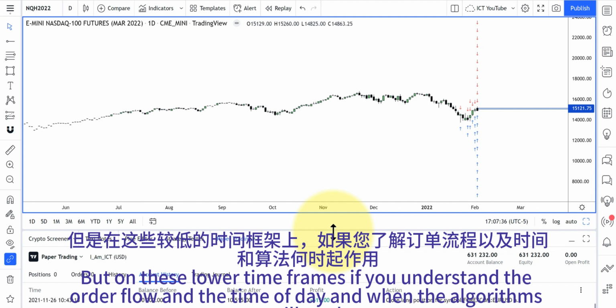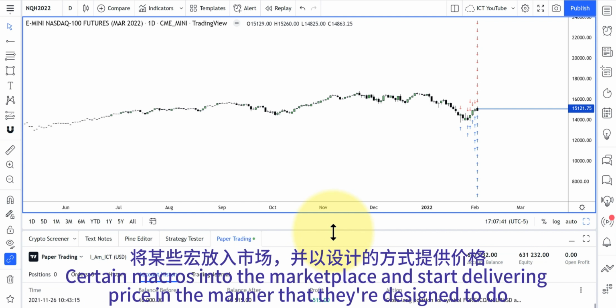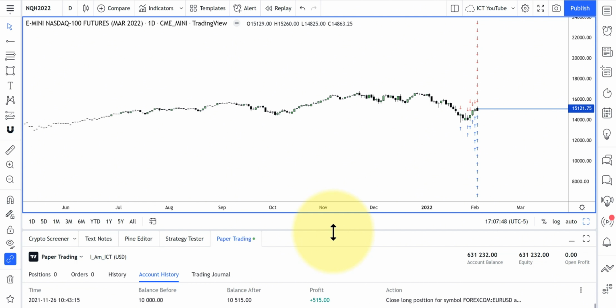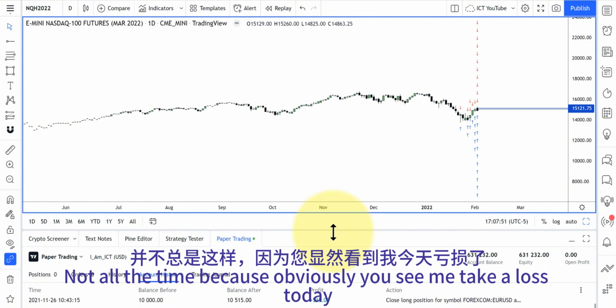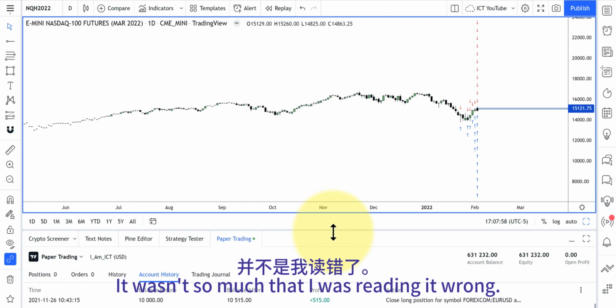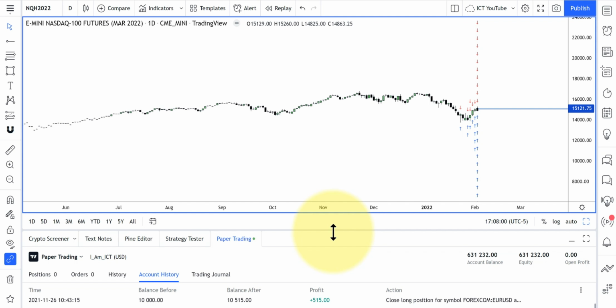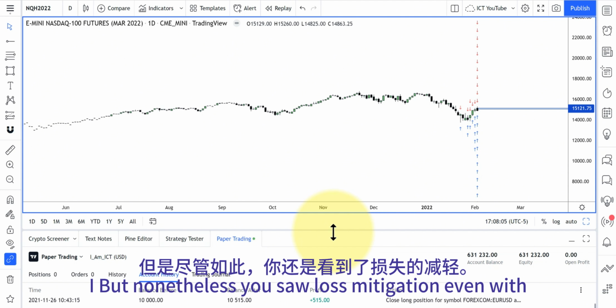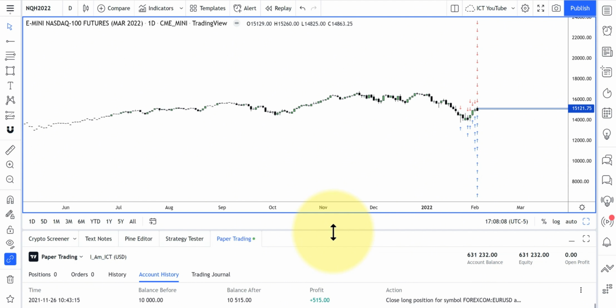But on these lower time frames, if you understand the order flow and the time of day and when the algorithms will work certain macros into the marketplace and start delivering price in the manner that they're designed to do, you can, not all the time, because obviously you see me take a loss today. That was more an error on my part as a trader. It wasn't so much that I was reading it wrong. I didn't put the order in like I should have, and it was a loss. But nonetheless, you saw loss mitigation, even with an exorbitant amount of contracts.